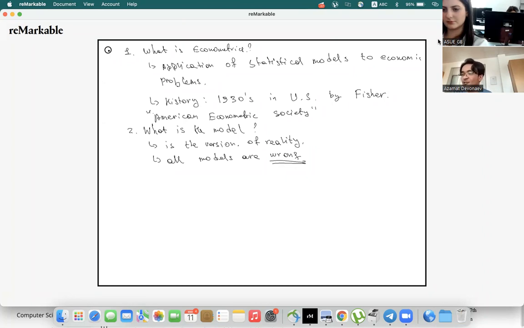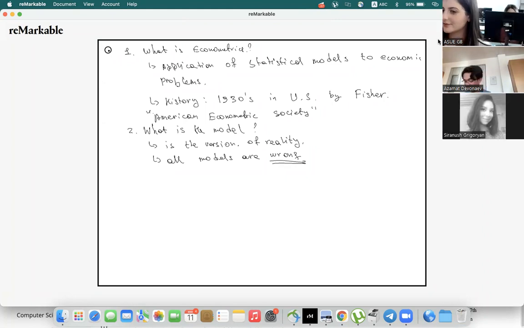Do you understand what the model is now? Yes. Great. If you understand this, then I'm sure that you will understand the rest of the course very easily.